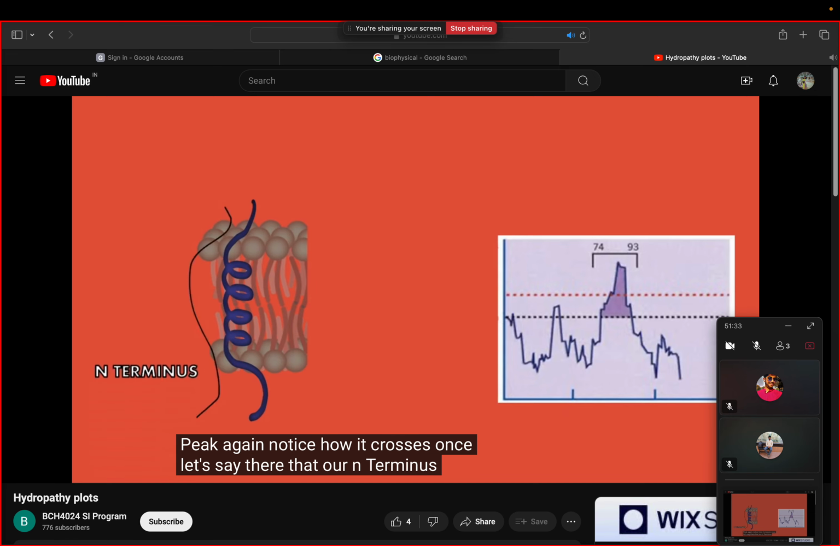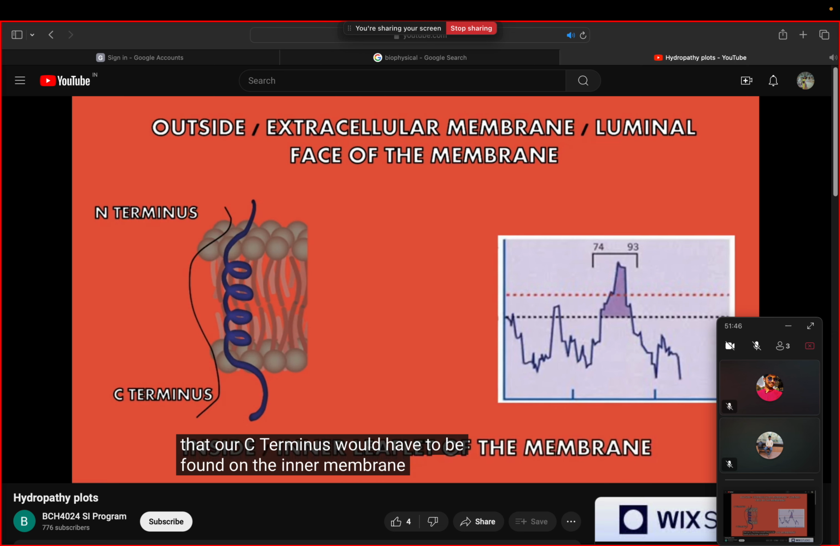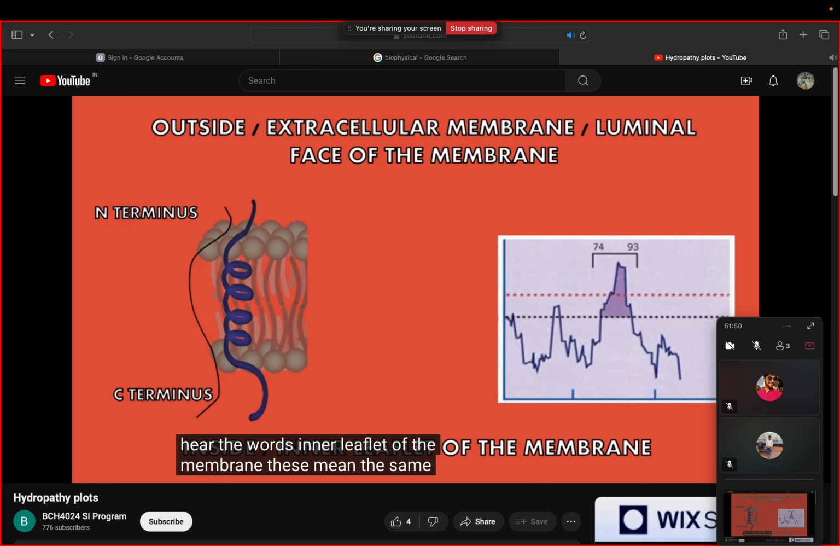Let's say that our N-terminus is located on the outside or extracellular membrane or luminal face of the membrane. These are all different ways to say outside of the membrane. We would know that our C-terminus would have to be found on the inner membrane, or you can hear the words inner leaflet of the membrane. These mean the same thing.